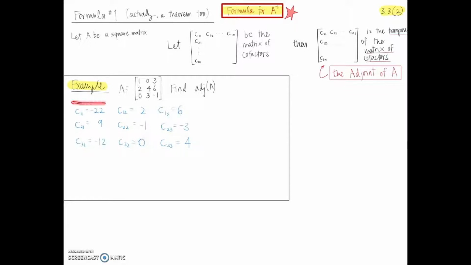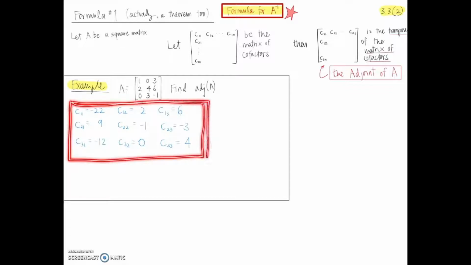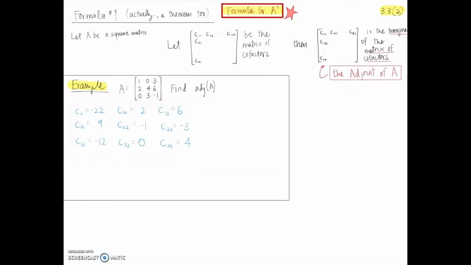Okay, so hopefully these are the numbers that you got for your cofactors. That took a little bit of time, but now that we have those, everything kind of falls into place. So we're going to find the adjoint of A. We're going to put these cofactors in a matrix, but we're going to take the transpose of the matrix of cofactors. So the numbers that should go in here are -22, 2, 6, 9, -1, -3, and -12, 0, 4.